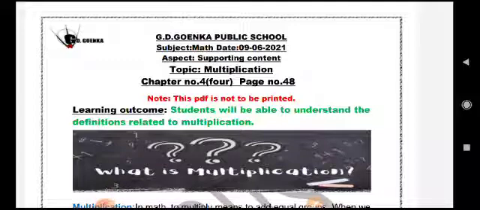Today we are going to start our chapter number 4, that is multiplication. Let us learn some basic things about multiplication today. Dear students, today you will be able to understand the definitions that are related to multiplication. Okay, so let us start now.